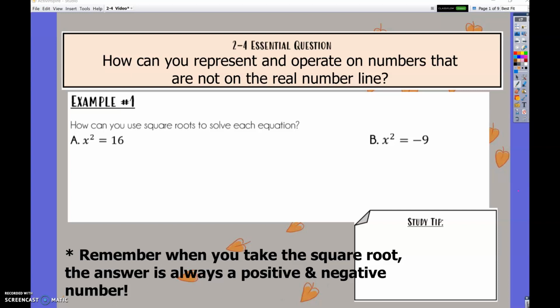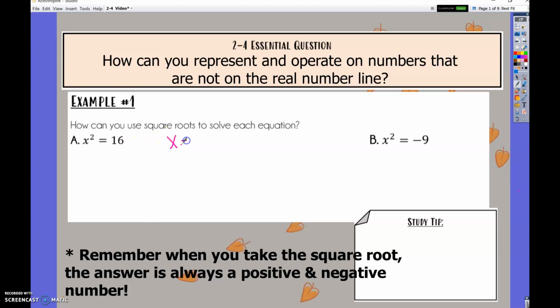In section 2.4, we're going to work with what are called imaginary numbers, or complex numbers. Those involve mixing real and imaginary numbers. They generally stem from trying to take the square root. So let's, for example, look at x squared equals 16.